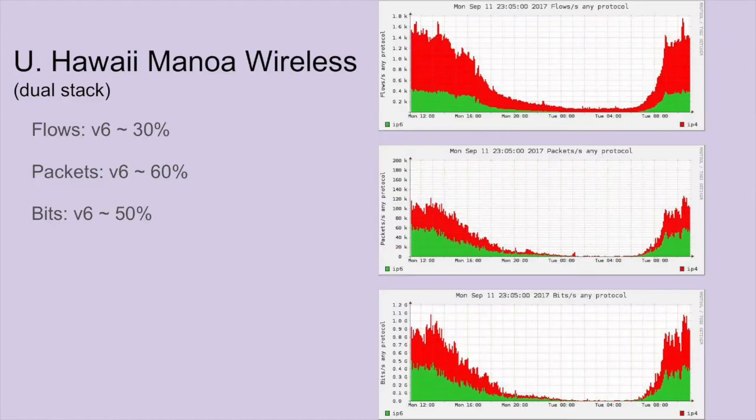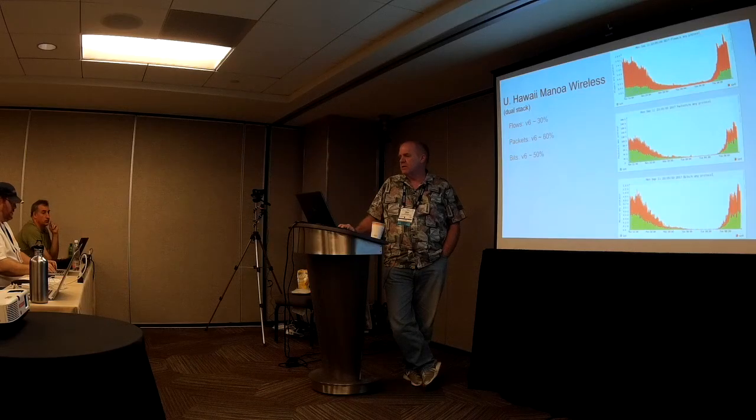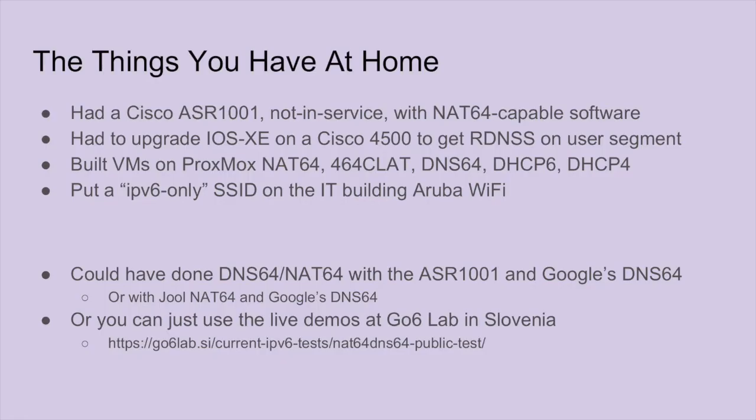This, just for the sake of interest, is 3 graphs of the same time period off of our wireless, or one zone of our wireless, which is the same, I think, I talked about this before. And so I'm revisiting this, but flows run about 30% v6, packets about 60%, and bits about 50%.